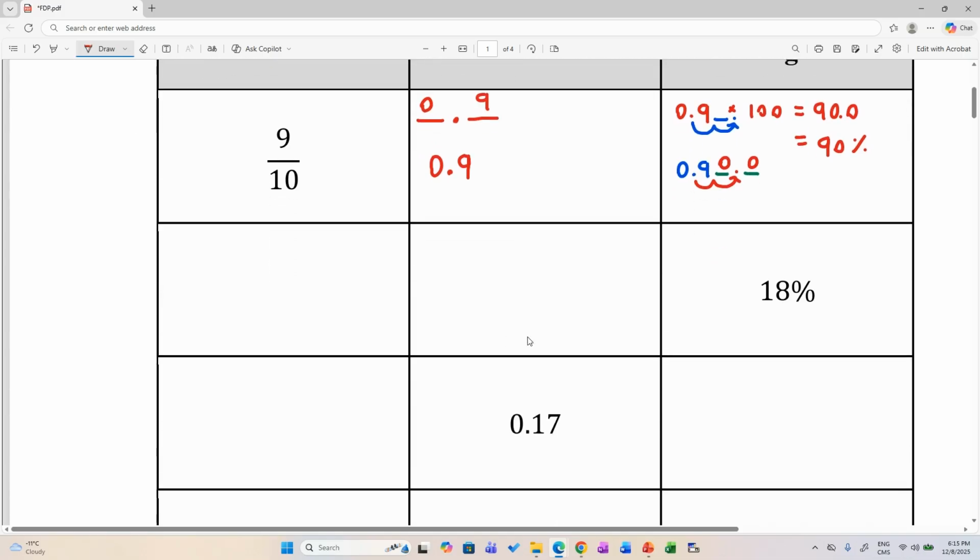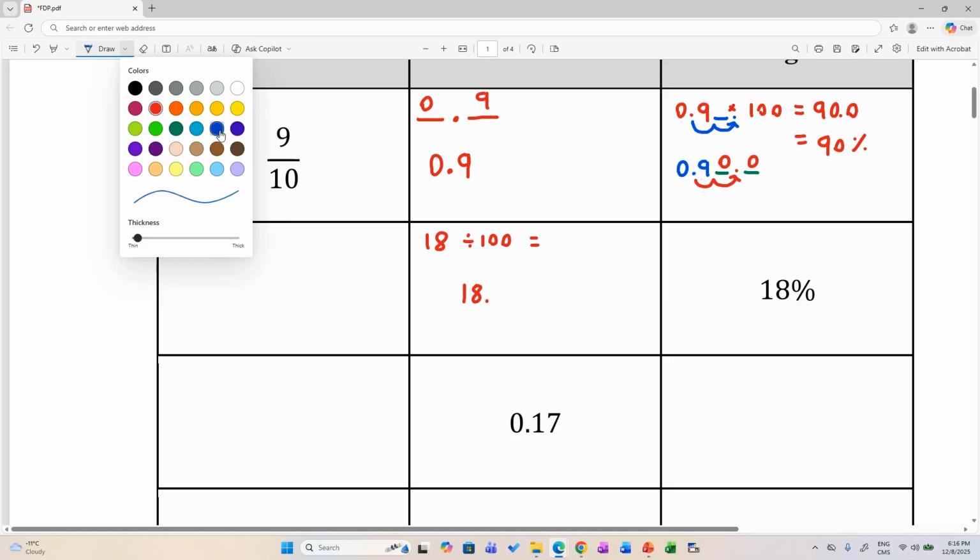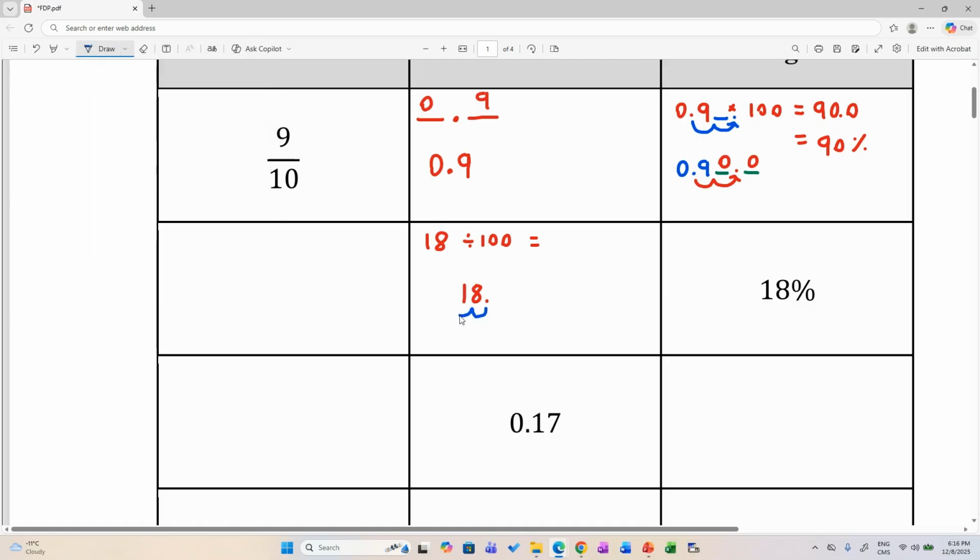Now, let's convert backwards. Since I have 18% here, to change a percent to a decimal, I simply write my percent without the percent symbol, and I simply divide by 100. Now, when you divide by 100, you move the decimal 2 places back to the left. Hence, I now have the decimal place here. And what I have here is a place value holder, which is a 0. Hence, my answer here should be 0.18 as a decimal.